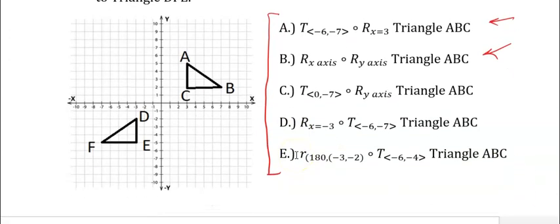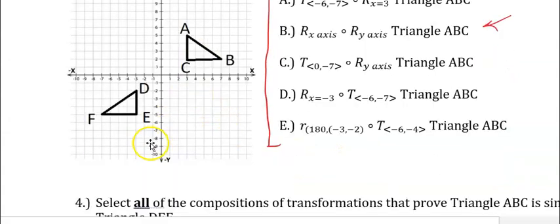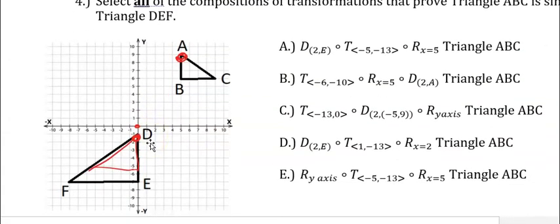It's basically, if you can use isometries to get on top of it, they're congruent. If you can go over and do isometries and a dilation, then they're similar.